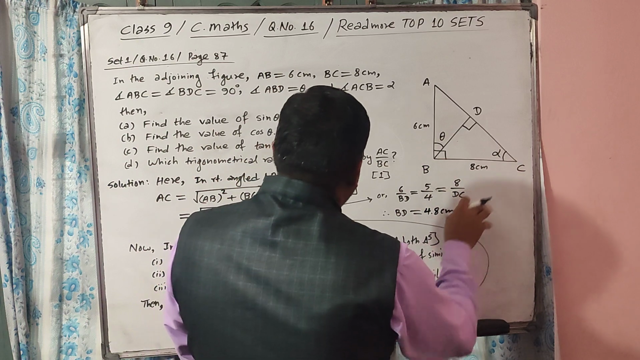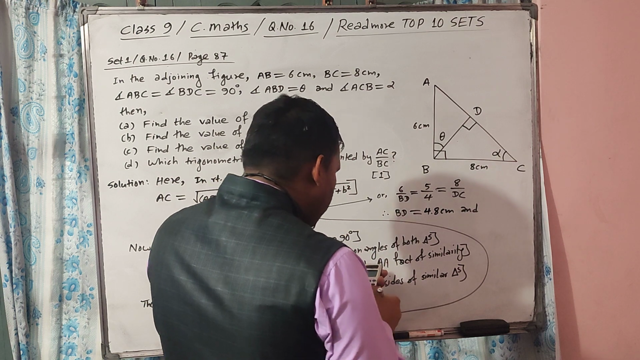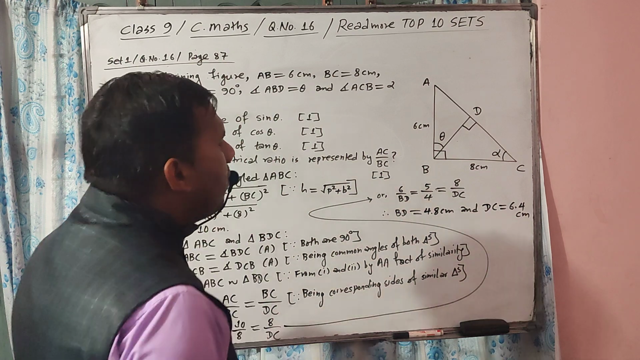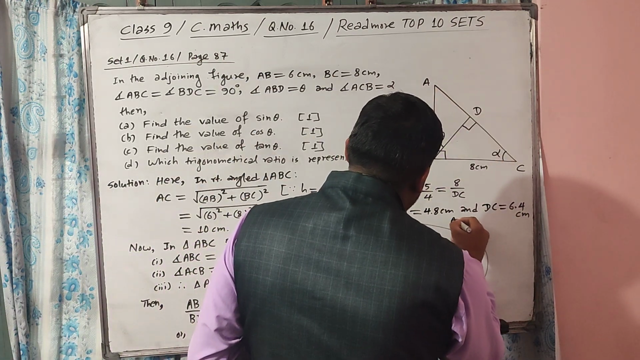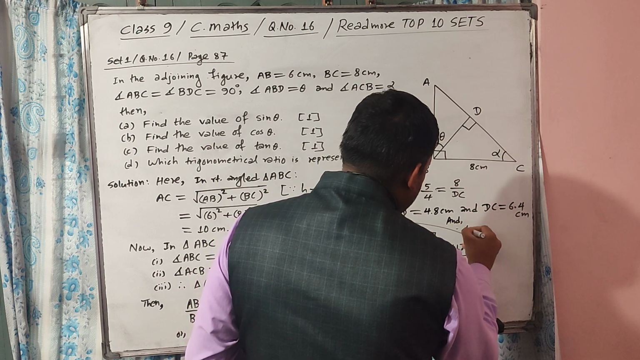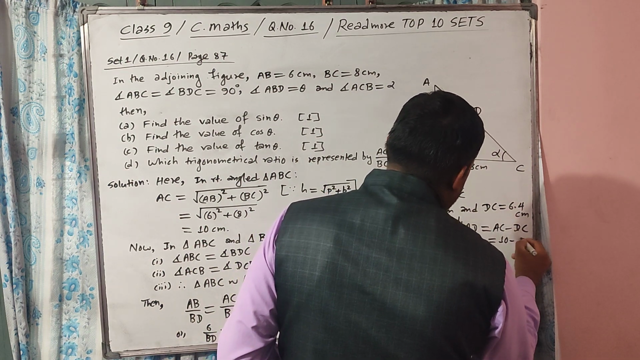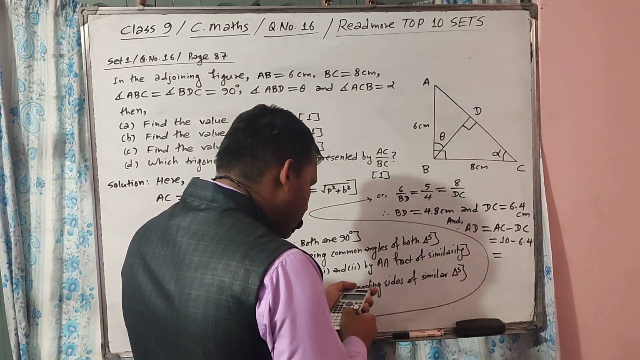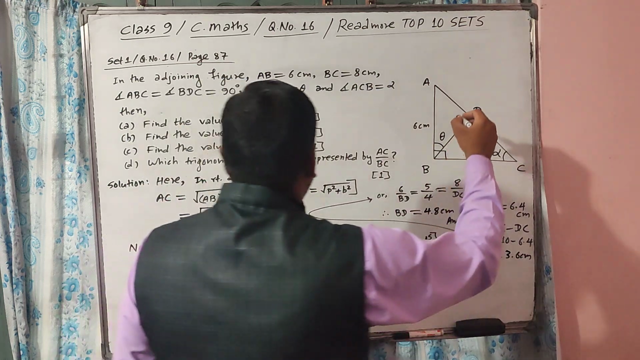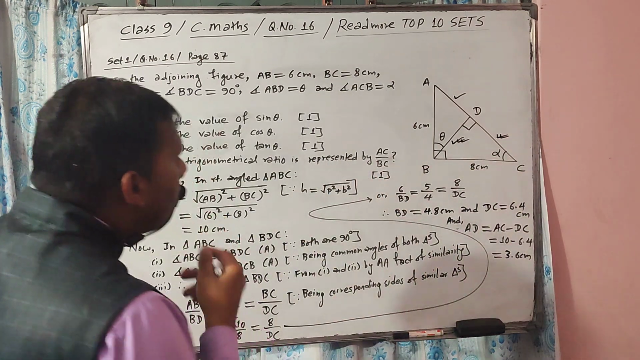And from second and third part, 5 DC equals 8 into 4, 32. So DC equals 32 divided by 5. It becomes 6.4. DC equals 6.4 centimeter. After finding DC, we can find AD also. AD equals total AC minus DC. AC is 10 minus DC is 6.4. 10 minus 6.4, that is 3.6 centimeter. So we obtain all segments AD, DC and BD also.